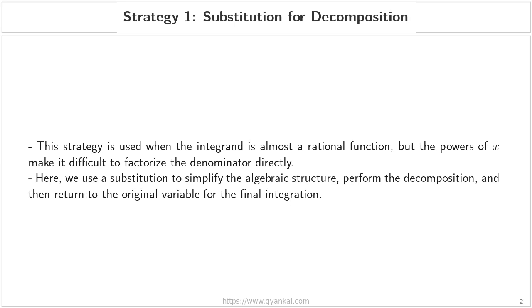The core idea here is to use a substitution to simplify the algebraic structure. We'll transform the integral into a form where we can apply partial fraction decomposition, and then, crucially, we'll switch back to our original variable before we finish the integration. Think of substitution as a temporary detour to make the problem easier to solve.